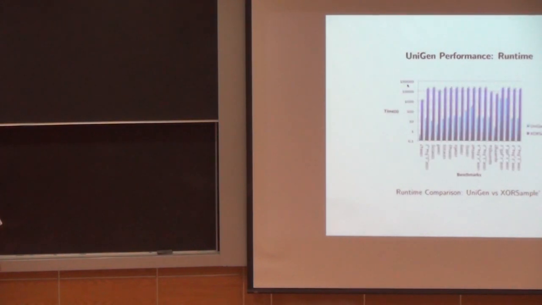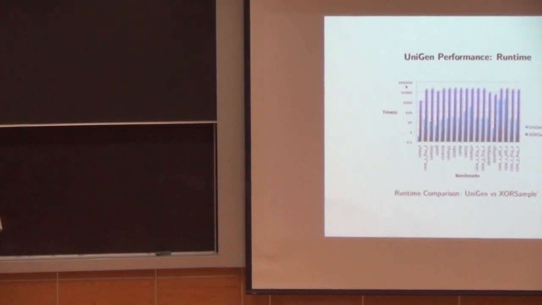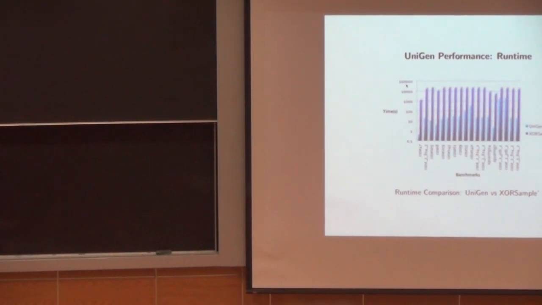What about the performance? We measured the performance of UniGen. We compared it to another sampler called XORSample'. And what we got is that the performance scales about 3 orders of magnitude better. Okay, so you have something here that scales quite well and gives you almost uniform sampling.